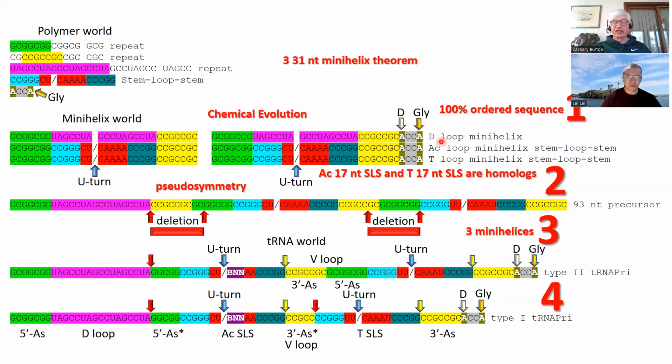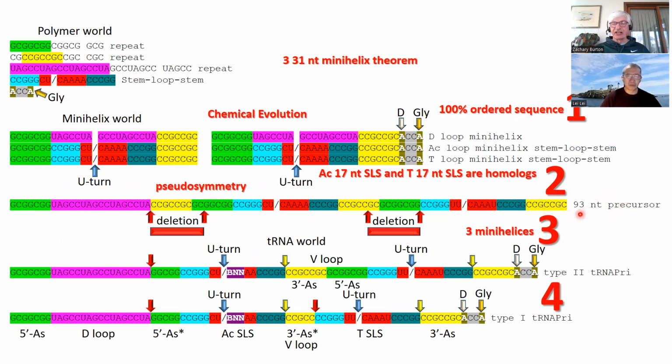This sequence becomes the D loop of transfer RNAs. This sequence here becomes the anticodon loop, stem loop stem. That's a stem, that's a loop, that's a stem. And this one becomes the T loop, stem loop stem of tRNAs. So if you take this sequence and you ligate it there and you ligate this one there, you get molecules such as this one.